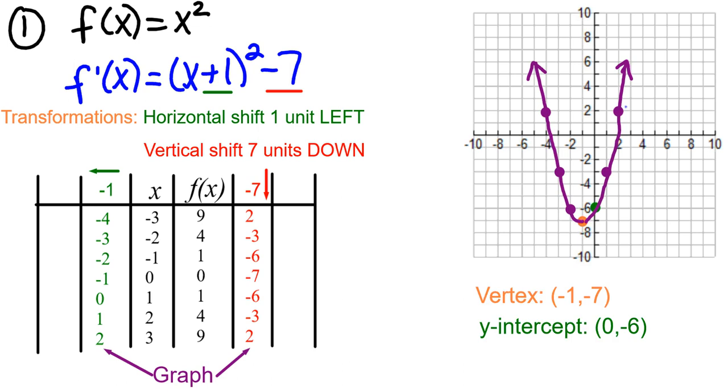But again, notice that vertex. Remember, the original vertex is at 0, 0. How did it move? It went to the left 1 and down 7, based on the transformations that we see in the equation.